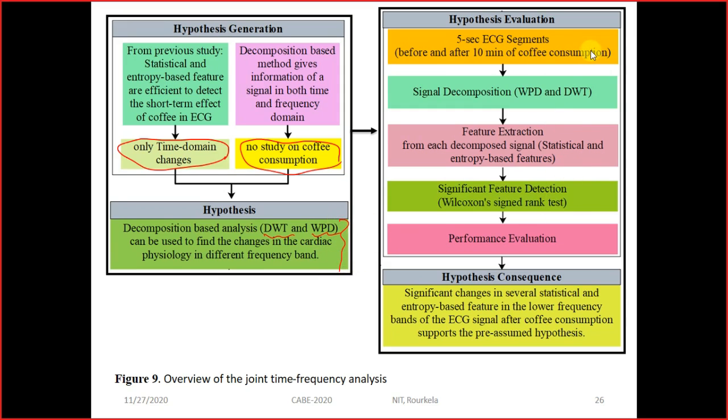The analysis was similar, hypothesis testing basically. 5-second ECG signals were taken. Then these signals were decomposed. This is an extra step. The signals can be decomposed using the WPD and the DWT methods. WPD is wavelet packet decomposition, DWT is discrete wavelet transform. Then feature extraction, then significant feature detection, then performance evaluation and all these things.